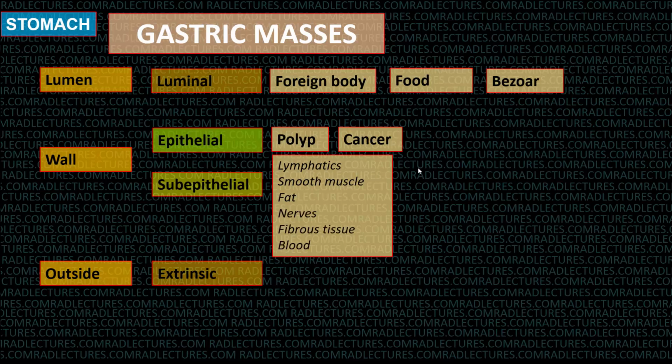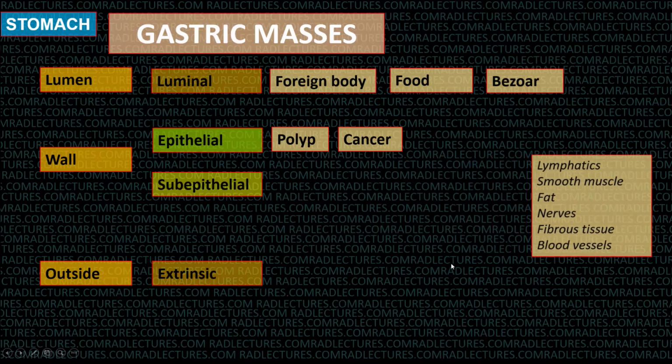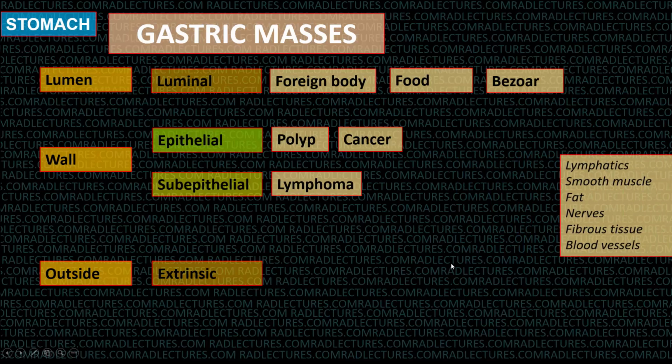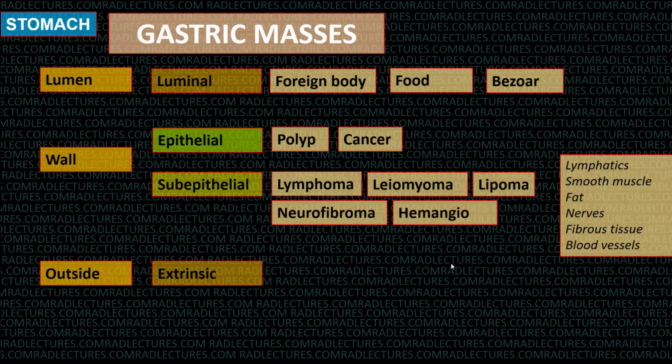Subepithelial masses, you just have to see what are the structures in the submucosa, like lymphatics, smooth muscle, fat, nerves, fibrous tissue, blood vessels. So lymphoma, which is the most common submucosal or subepithelial tumor. Then arising from the smooth muscle, there is leiomyoma and GIST. From the fat, lipoma. From nerves, neurofibroma. And from blood vessels, hemangioma. And of course, GIST I have mentioned.